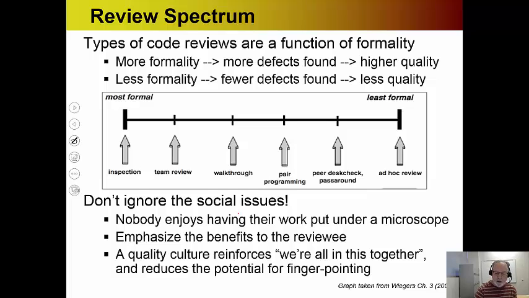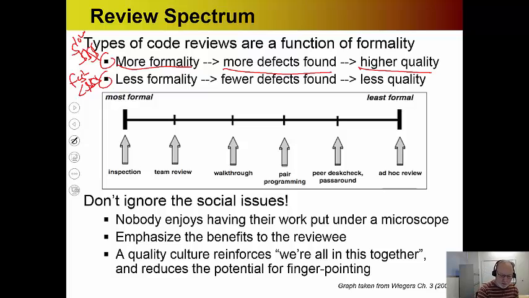But again, research has shown that more formality finds more defects, and you have higher quality. Less formality, fewer defects discovered, and less quality. And I should mention, this side is going to be fast and less on the dollar side, and this side is going to be slow and more on the dollar side. But the result is that quality dimension: you're going to find more defects, you're going to have higher quality. And that's our primary concern.